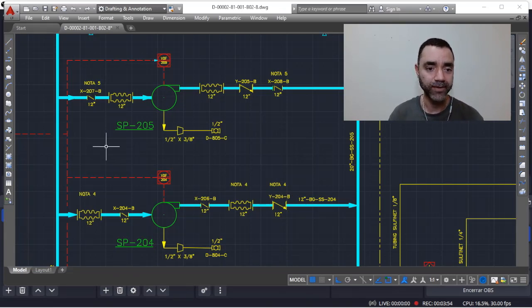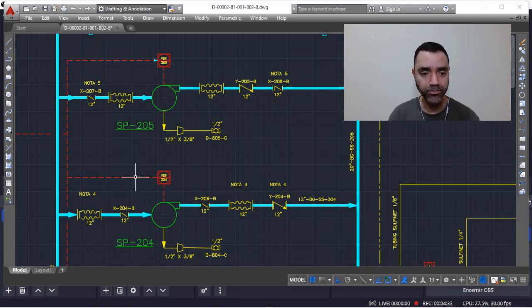So here we have an isolation valve, we have an expansion joint, we have the rotating equipment, an expansion joint in the discharge of the equipment, a check valve, and also an isolation valve.